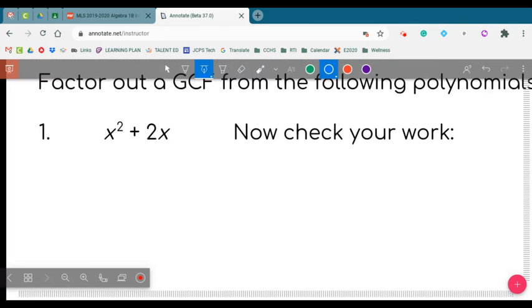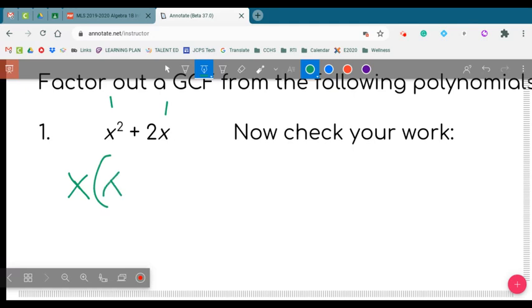Okay, it says factor out a GCF. So the first one, I have x squared plus 2x. Is there a coefficient I can bring out besides 1? No, because that x squared doesn't have anything in front of it. So I have 2 x's and 1 x, so the max I can bring out is an x. Then I'm going to divide everything by x.